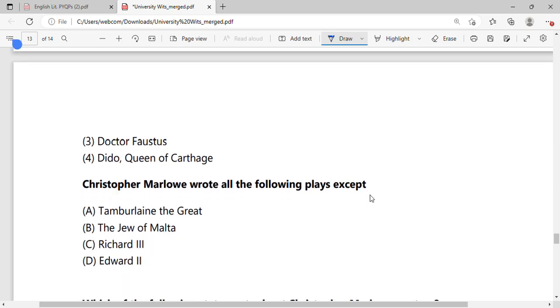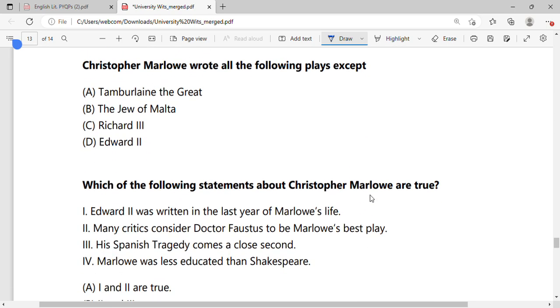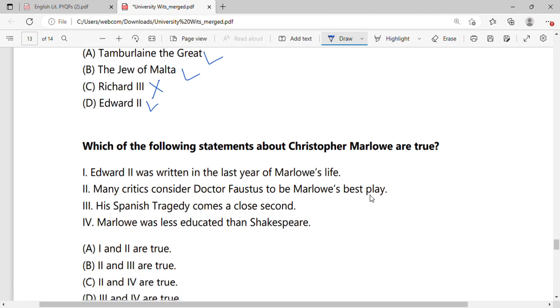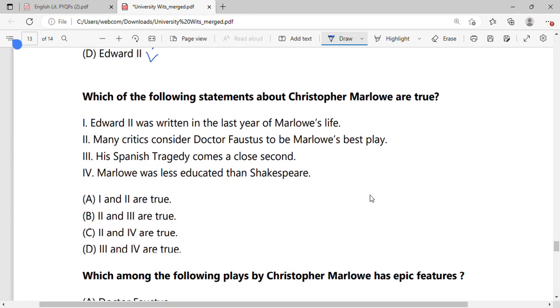Now, we have the second last question here. Christopher Marlowe wrote all the following plays except. He wrote Tamburlaine the Great, he wrote The Jew of Malta, he wrote Edward II. Richard III was not written by Christopher Marlowe. Then who has written Richard III? Please let me know in the comment section below.